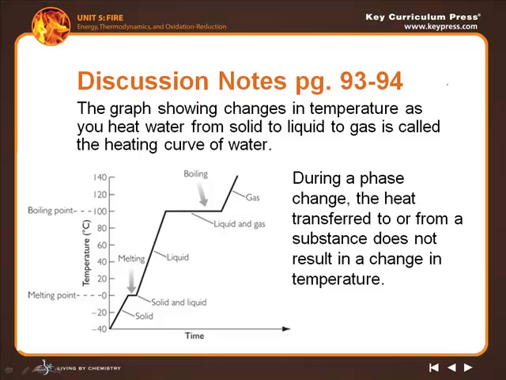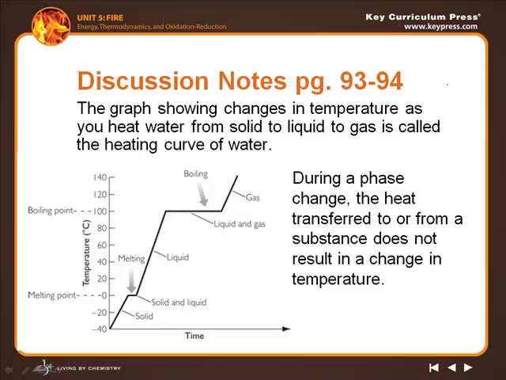Now, if you turn to pages 93 and 94, you can see this graph here. This is a graph showing changes in temperature as you heat water from solid to liquid to gas. This happened in our lesson number 6, where we took ice and melted it. What did you notice happened to the temperature as the ice was melting? Lesson 6, over the 20 minutes, what happened to the temperature as it melted? It went down for some of you. For others of you, it stayed about the same, even after a lot of time.